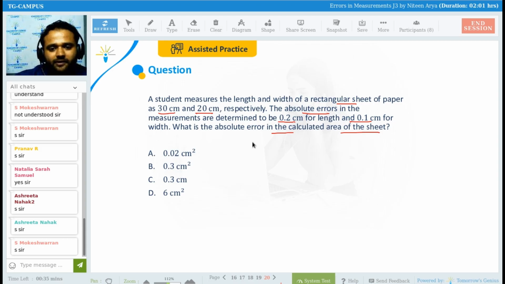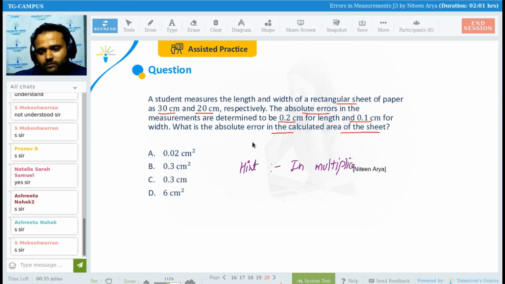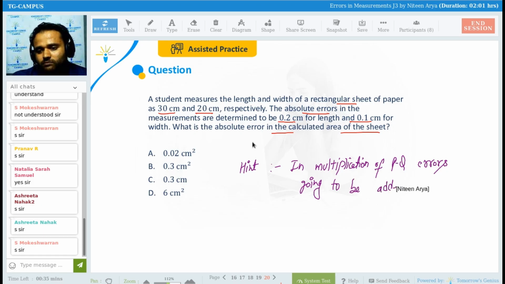Okay, hint is: in multiplication of physical quantity, errors are going to be added down. So tell me, what is the error? I think after writing this, you don't need to see even this. What is it? Answers, or you can say options.